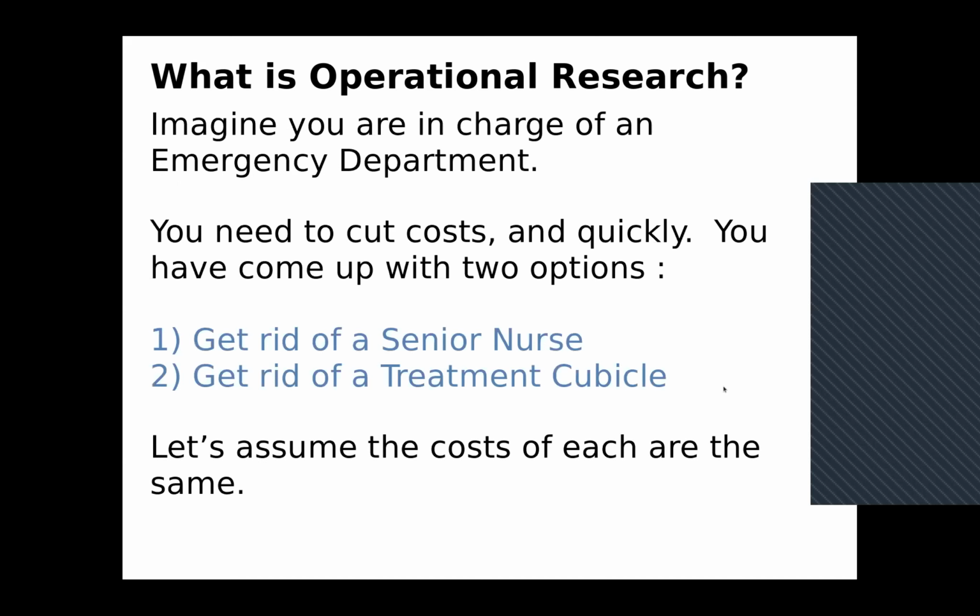So I want you to imagine that you are in charge of an emergency department and you've been asked to cut costs and very quickly. And basically 2 options have been proposed: to get rid of a senior nurse or to get rid of a treatment cubicle. And we're going to imagine, just for the purposes of this simple exercise, that either the costs of each are the same, or more realistically, that both solve your problem. Okay, so both will solve the cost problem that you're trying to solve.